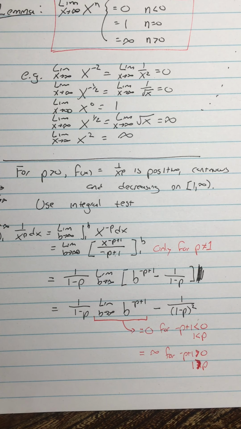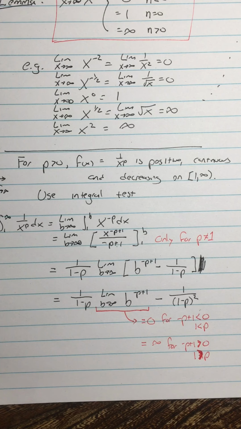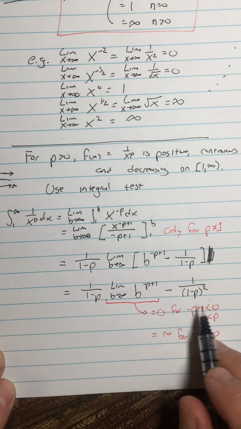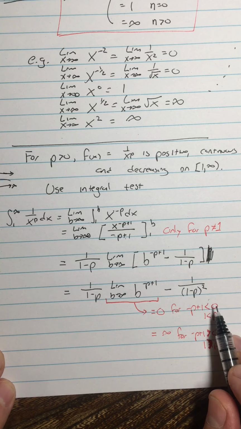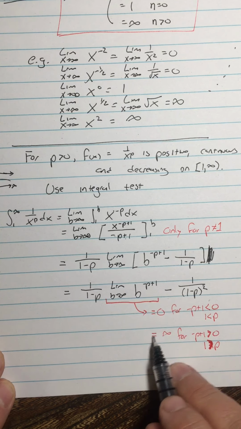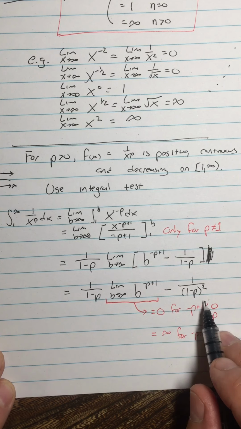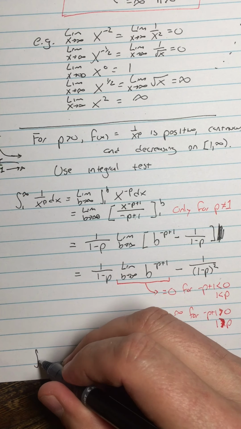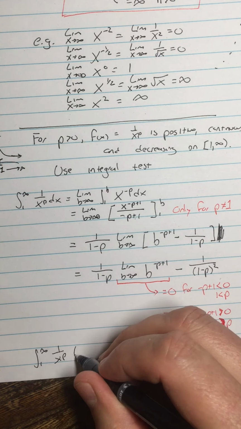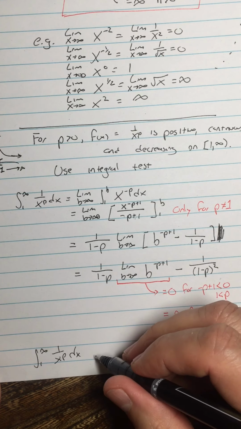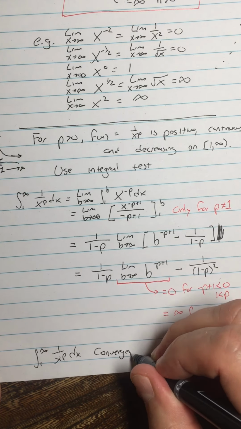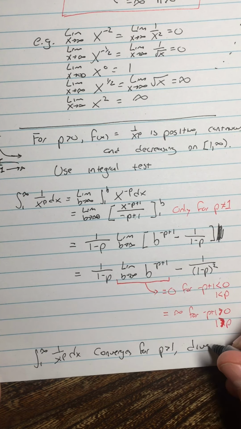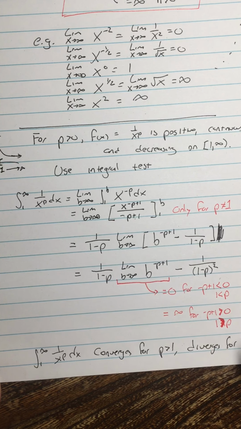All right? Now, this negative 1 over 1 minus p squared, it doesn't matter what it is, because either this limit is going to be 0, and therefore this integral is going to be a finite number and converge, or this limit is going to be infinity, and therefore this value is going to be infinity, and the integral is going to diverge. So another way to say that is that the integral from 1 to infinity of 1 over x to the p dx converges for p greater than 1 and diverges for p less than 1.